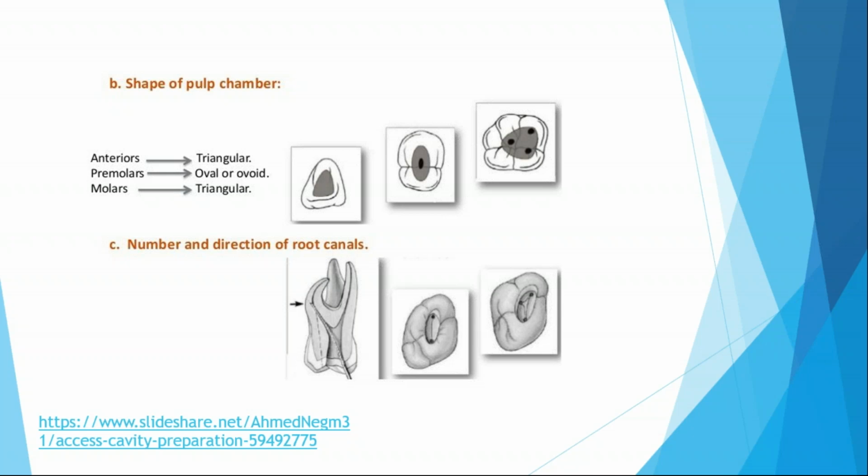And then this is just another slide showing shape of pulp chambers in your anteriors, premolars, and molars. Primarily, that's usually what the shape of them, and that's the guide that doctors will use when determining access points.